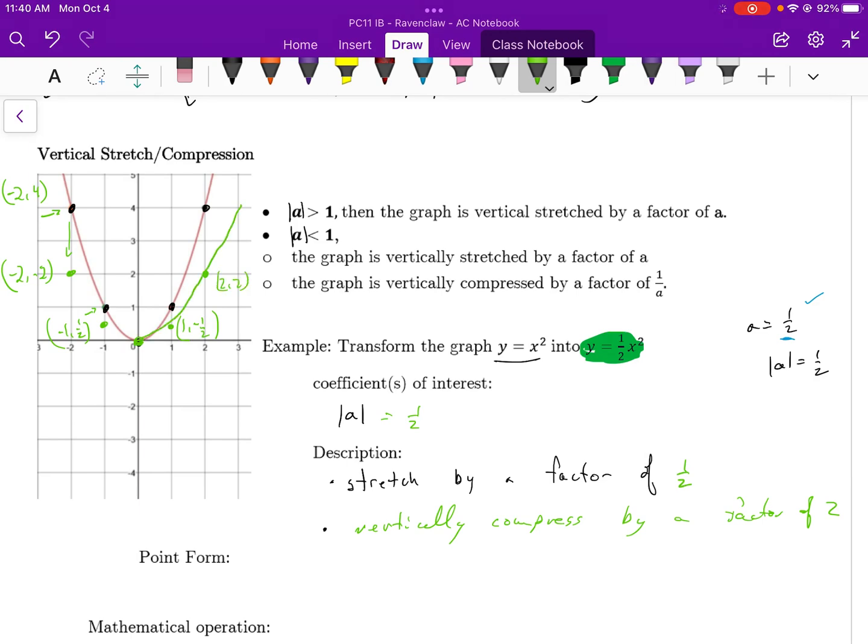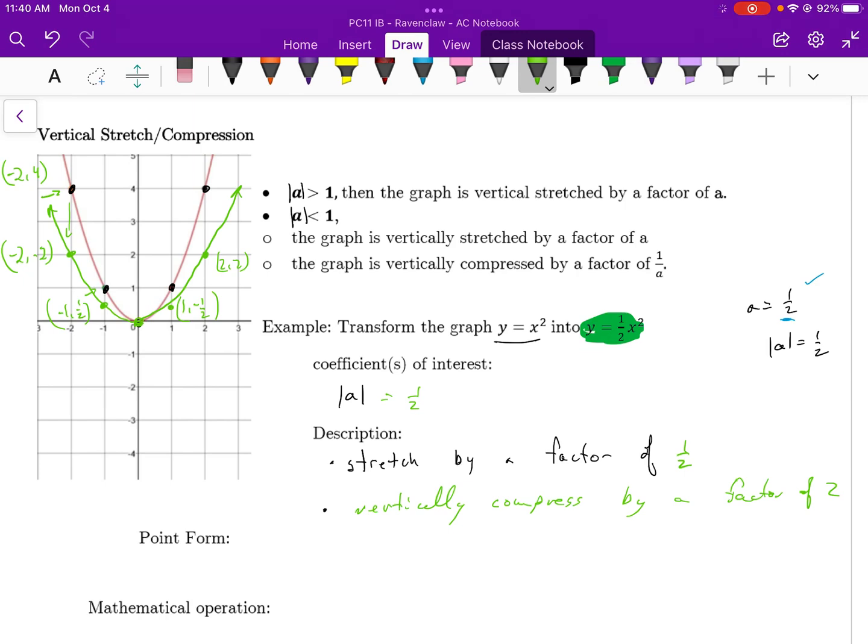So look at what happened when our graph is stretched by a factor of 1/2. The y values are actually shrunk down. In other words, the y values were compressed by a factor of 2. But you could also say they're stretched by a factor of 1/2, even though it doesn't appear like they're stretched. In point form, we can say I had graph y is equal to x squared, and those have points x, y. And then when I transformed them, and I introduced the absolute value of 1/2, which is 1/2, in front of the x squared, each and every one of my points, the x values stayed the same, but the y values were multiplied by 1/2.